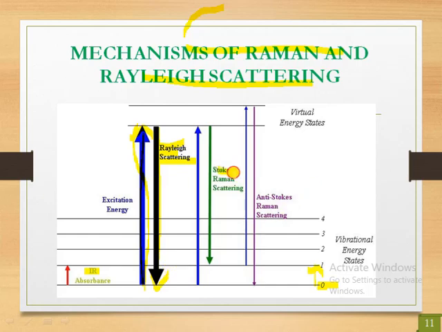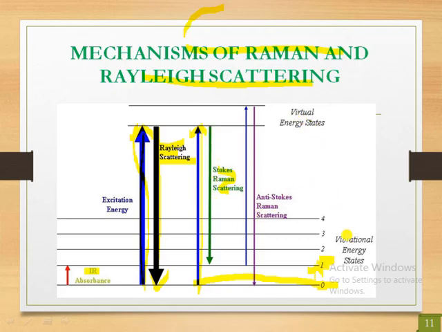Now in Stokes scattering, what happened? As we have already seen, in Stokes scattering, from the ground state, the molecule will excite and it will come to the first virtual energy state, and it will re-emit and come to the first vibrational excited state, and it will produce high intensity lines.